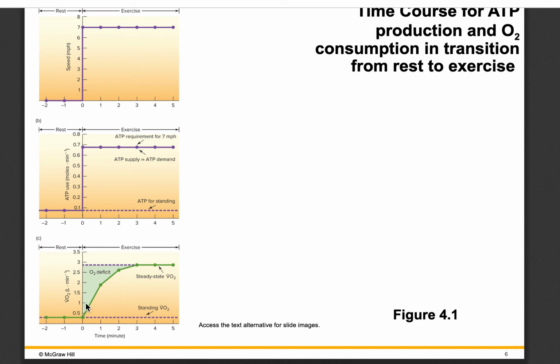And so what you see is this curve here where oxygen was coming up, and then you have this green section, which is the oxygen deficit. Theoretically, for all of our energy to have been made aerobically, what we'd have had to see is that green line jump straight up to this purple dashed line and then maintain a constant level, just like we did with speed and ATP use, but we didn't see that. And so energy had to come from somewhere other than our aerobic systems as those came online, and that's our oxygen deficit. We didn't utilize enough oxygen to make energy there.